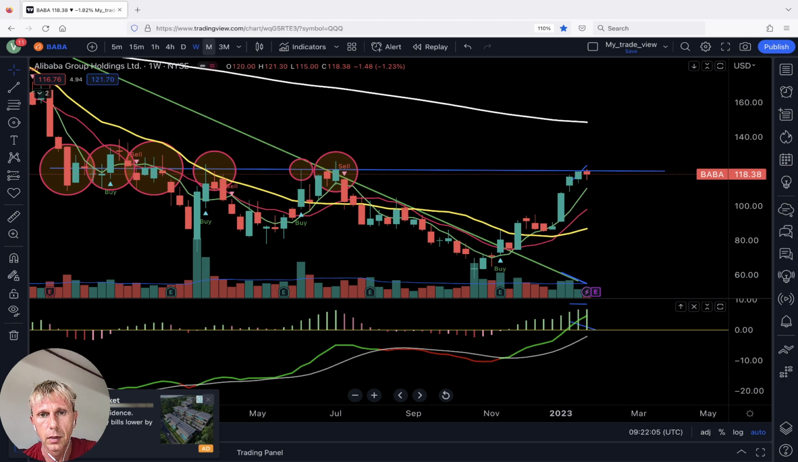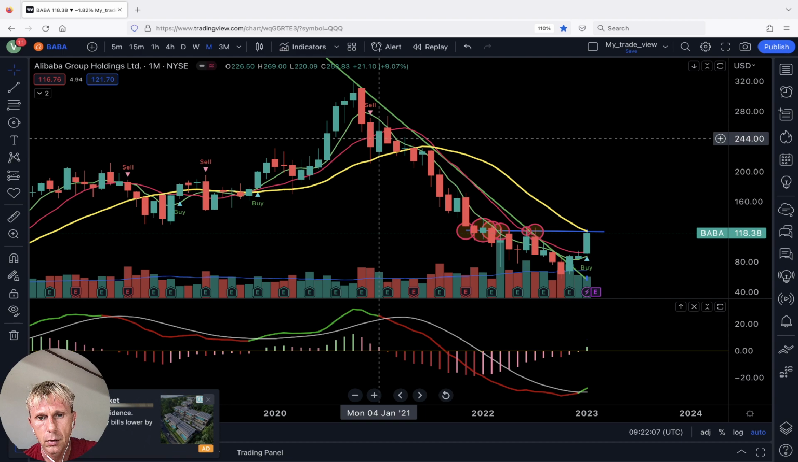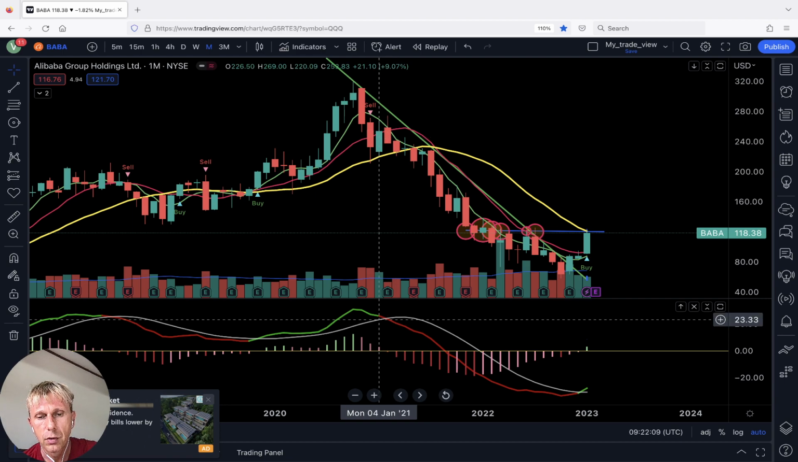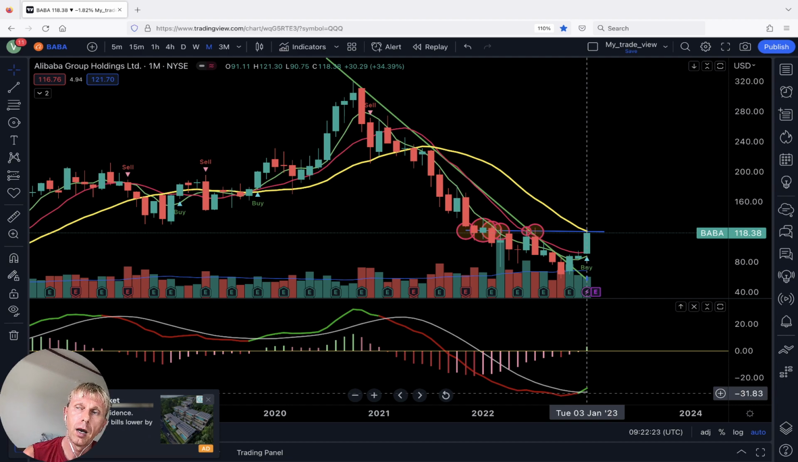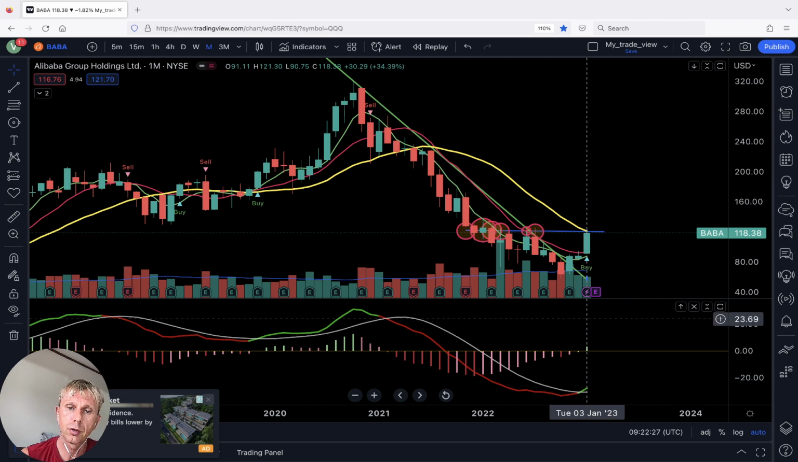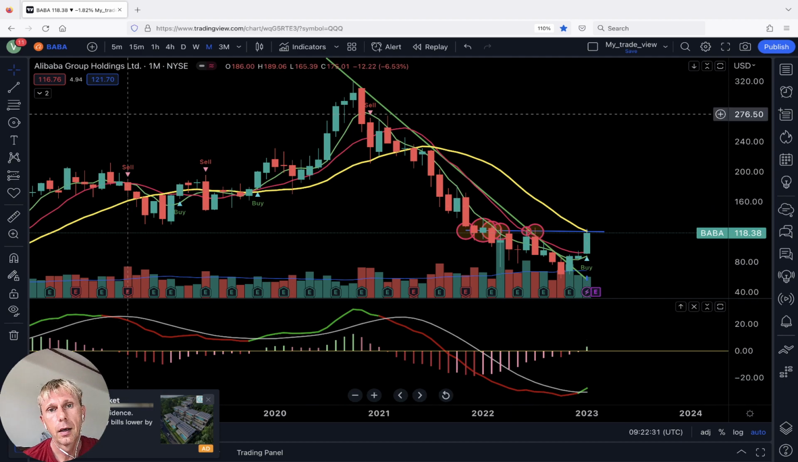This is the crossover. January 2021, January 2022, and now January 2023. 2 years BABA was bearish. Now it's the first month after the 24 months. It's a bullish crossover on MACD. Bullish crossover first time. That's nice.